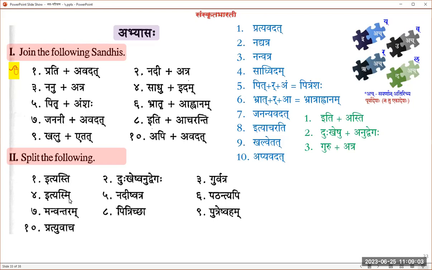Ityasmi: iti plus asmi. Same as ityasti. So, I am. Something I told about asmi. We don't know the context behind the iti, so we can't say too much. Nadishvatra: nadishu plus atra. So, in these rivers, over here in these rivers.